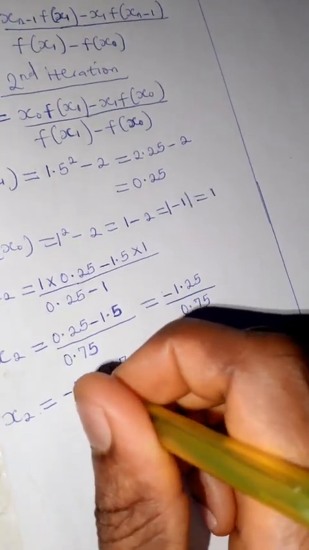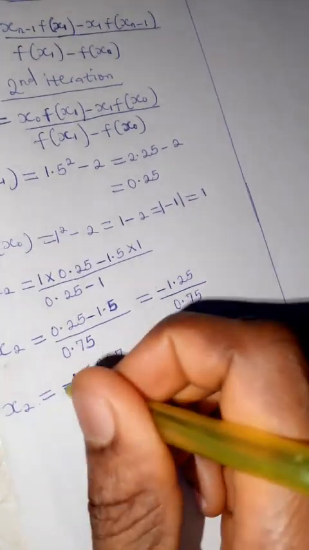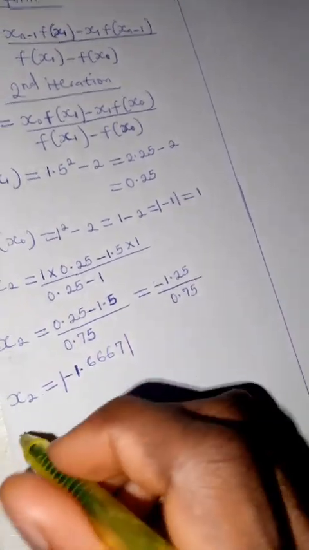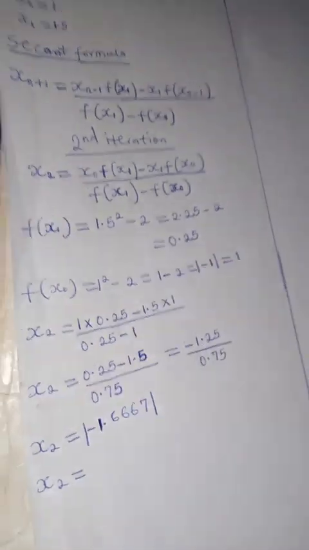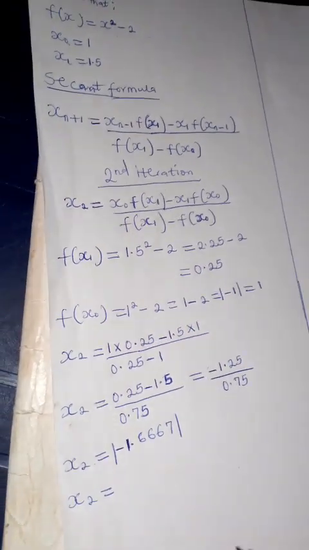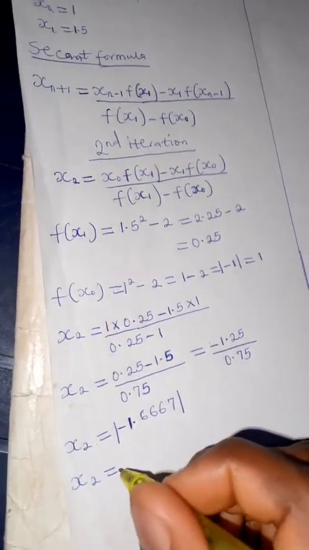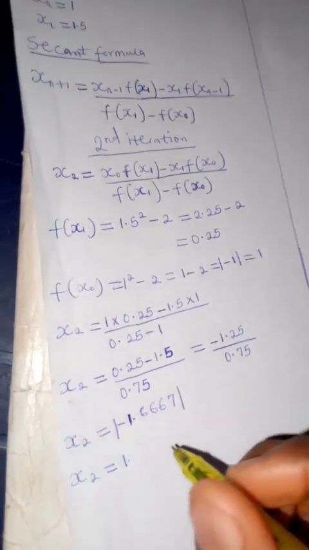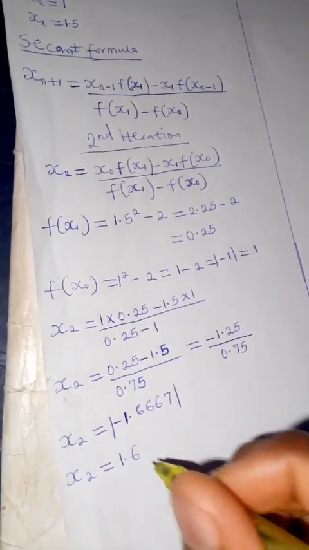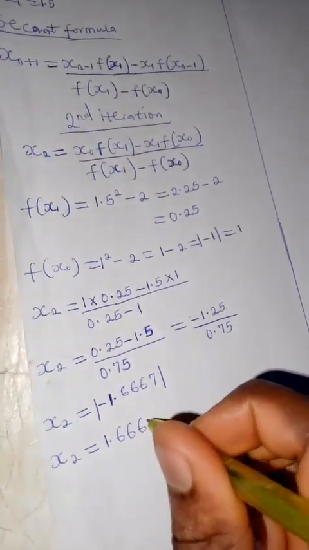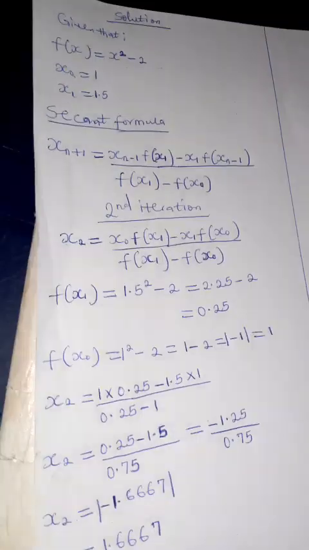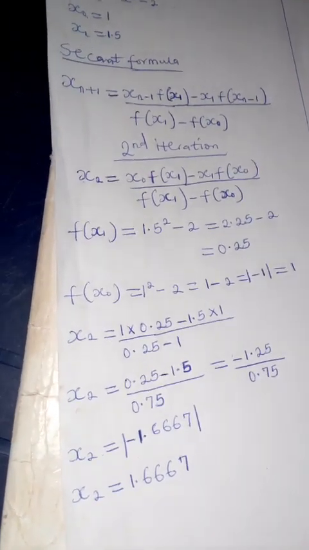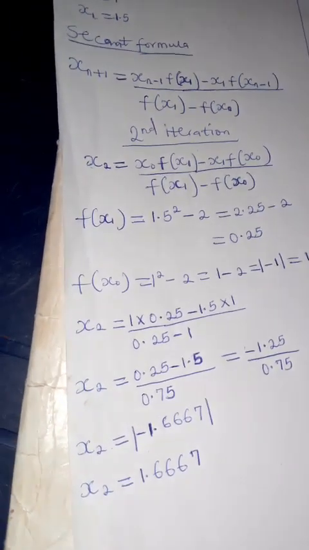Since the answer is negative, we're also going to take the modulus. We take the modulus of this, and our x2 will give us 1.6667. I hope we understand. So this will be our answer for x2.